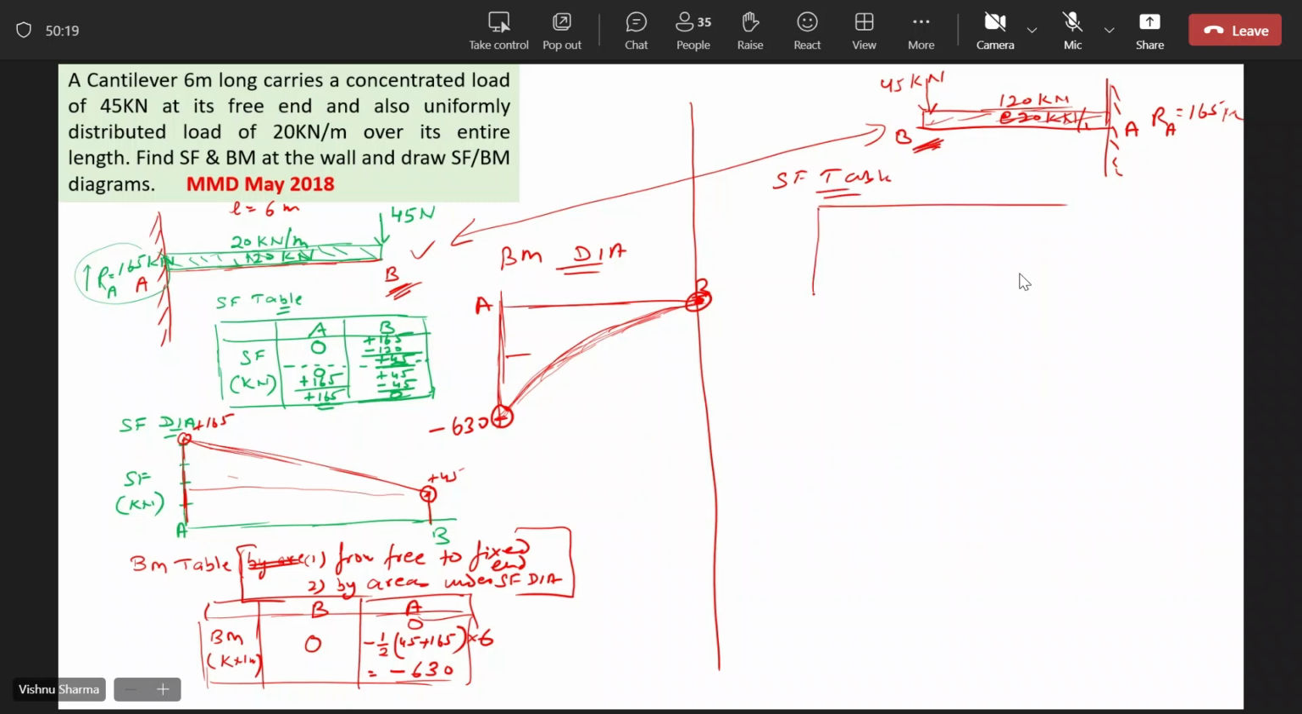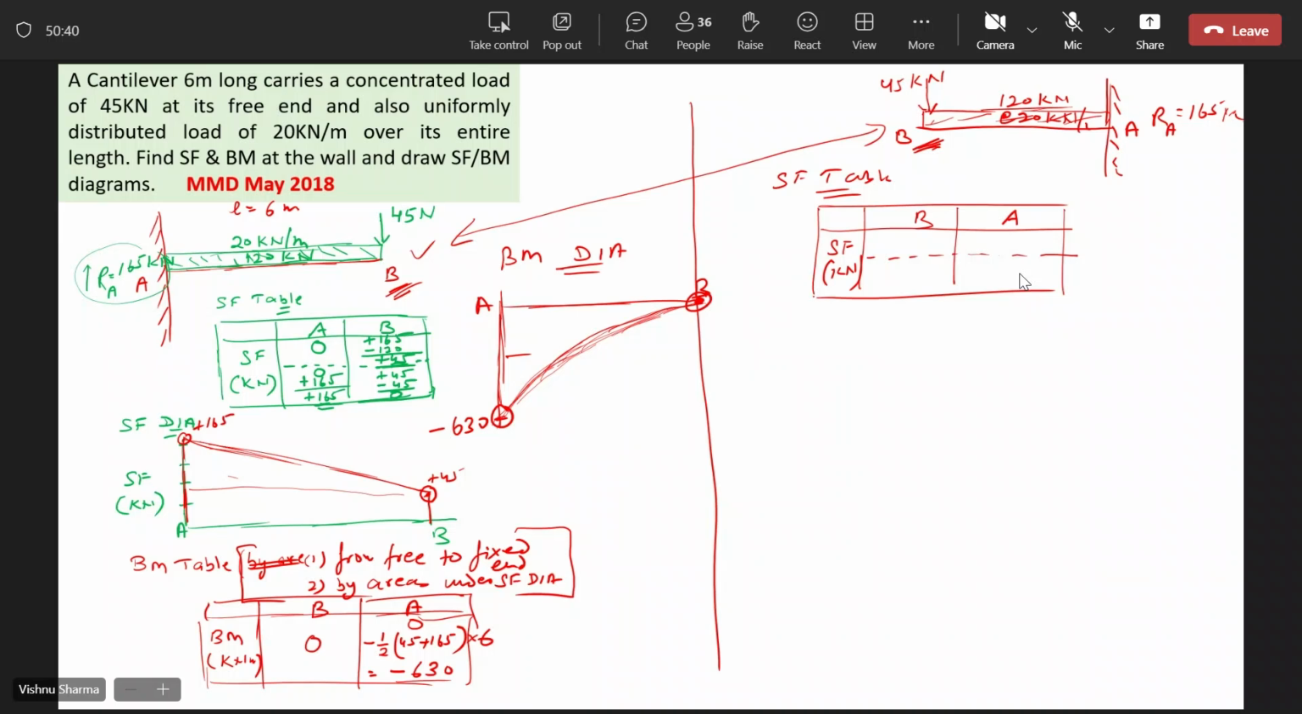We'll make from left to right. On the left, I have point B, and then I have point A. SF will be in kilonewton. What is the SF? They will be divided into two parts. How much is the SF just to the left of B, guys? Look at the diagram and tell me.